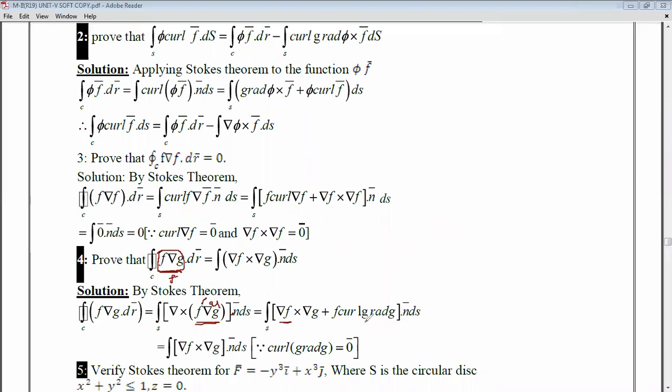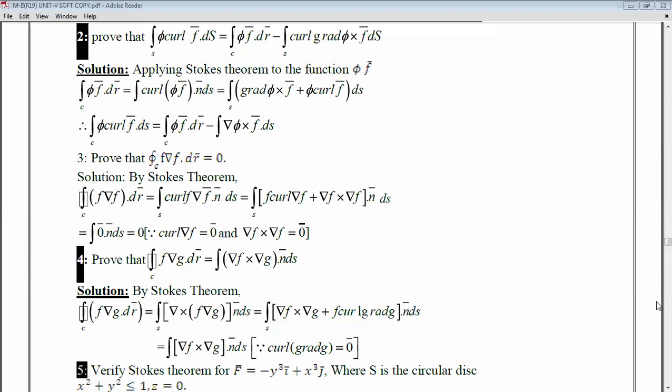Just we know that curl of grad phi or grad z, whatever it is, is nothing but 0. So 0 as it is, and the remaining we have del f cross del g dot n bar ds as it is. So del f cross del g dot n bar ds. These are the short answer type questions, and they may be asked.